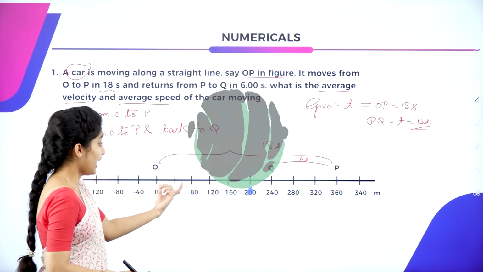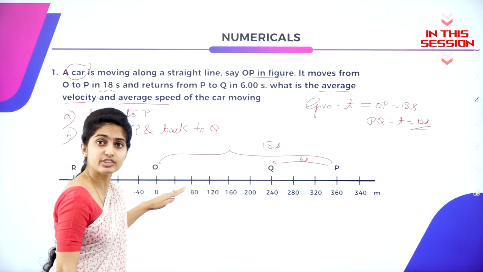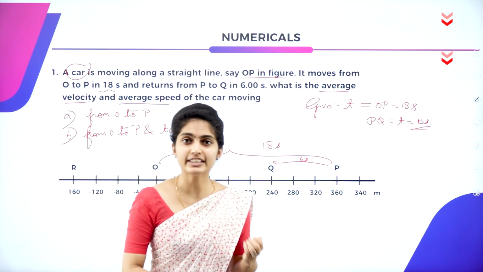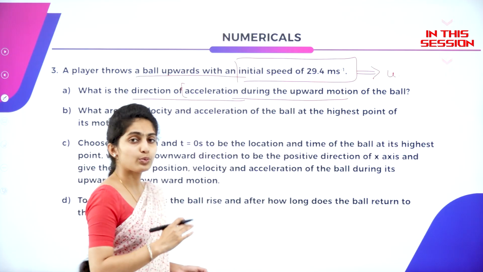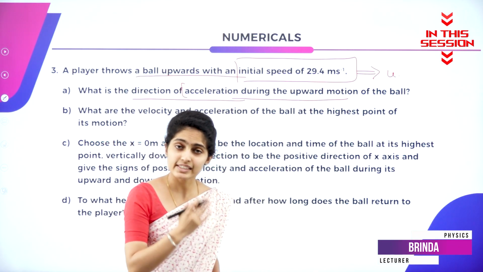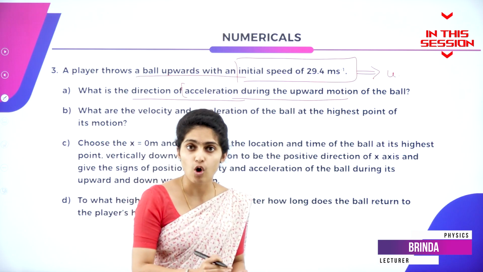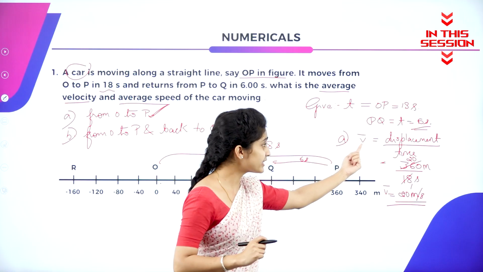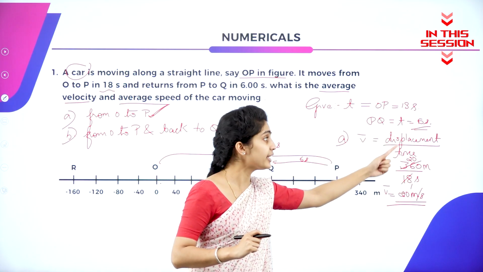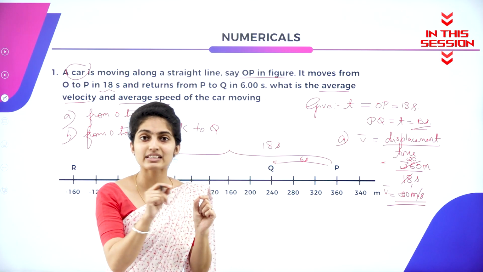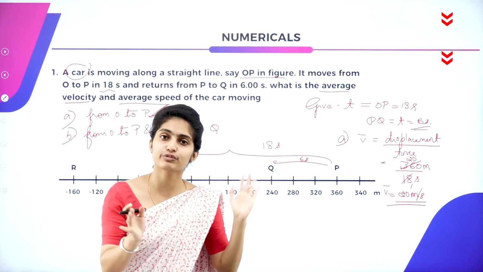Time is given and the distance is also mentioned in the straight line graph itself, but we have to find out average velocity and average speed. During the upward motion of the ball, the acceleration is downwards. Acceleration of the ball is said to be negative of acceleration. Velocity is nothing but displacement by time taken. Displacement is the shortest distance traveled, so it is the distance from initial to final.